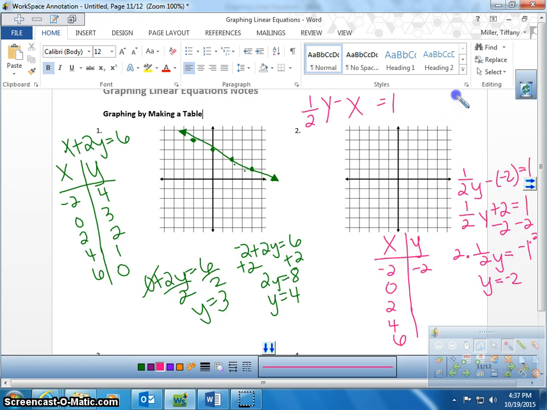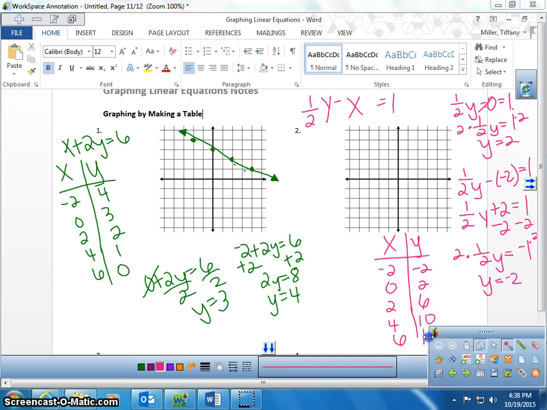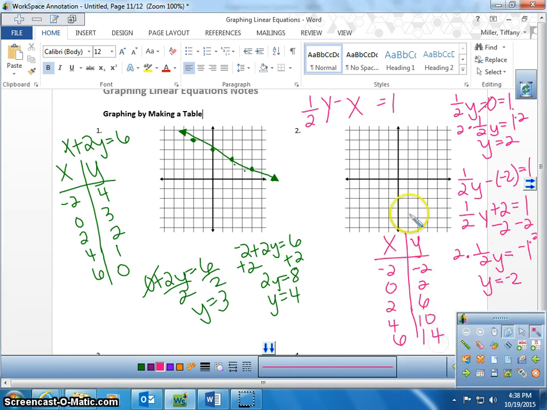Plug in 0. 1/2 y minus 0 is equal to 1. So you get 1/2 y is equal to 1. Multiply each side by 2. y equals 2. And you're going to do the same for 2, 4, and 6. So you should get 2 is 6, 4 is 10, and 6 is 14. And you're going to plot these points.